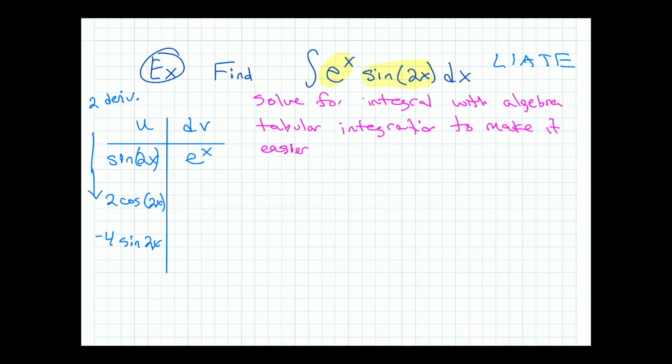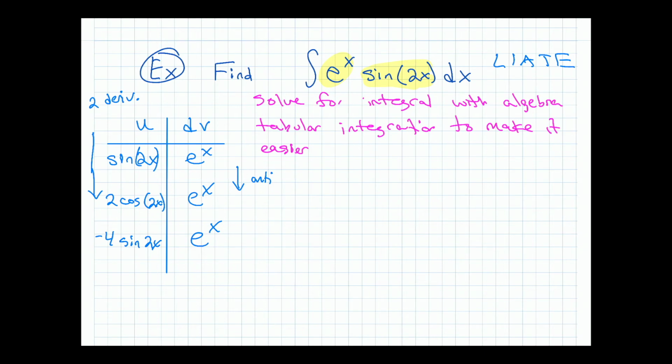Now for the other one, we're going to be doing antiderivatives. Now the antiderivative of e to the x is very easy. It's just e to the x and e to the x again. Okay, so now we've got the table for tabular integration, and it's set up for, we did it twice. Okay, so remember how this works.